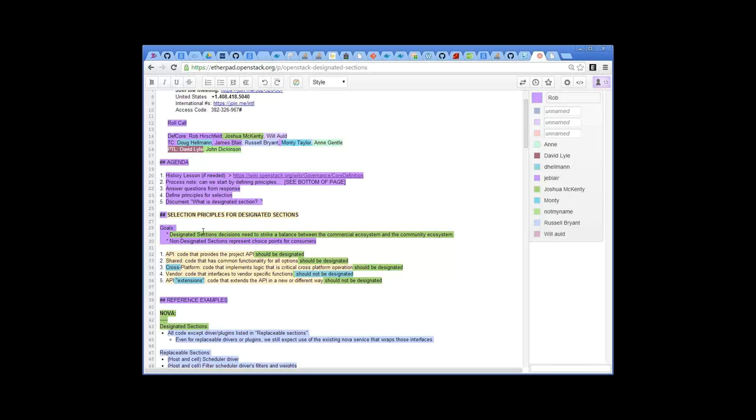Let's turn it around in the reverse. The reason to have a set of principles at all is not because we really need a lot of guidance in putting these together, but because we need something we can point at later when we have the inevitable debate about why and how certain sections were designated. We can point back and say, these are the principles we applied and this is the decision we came to.